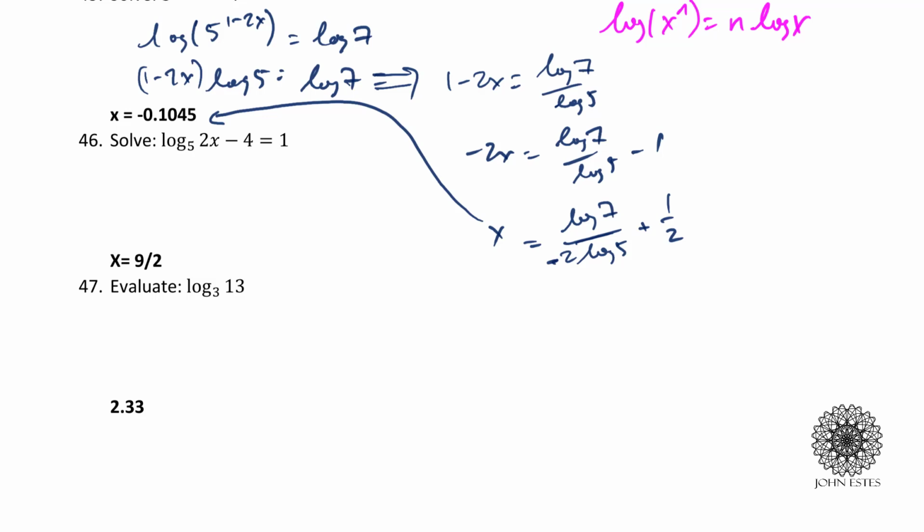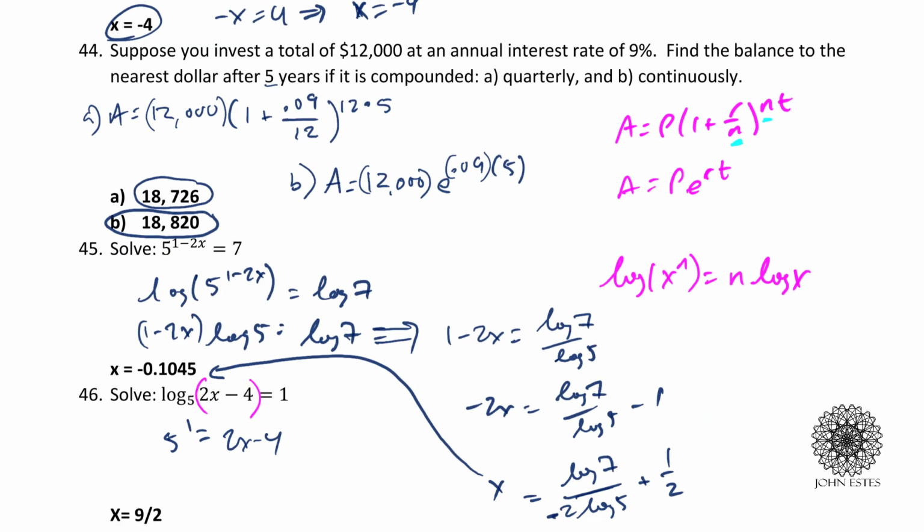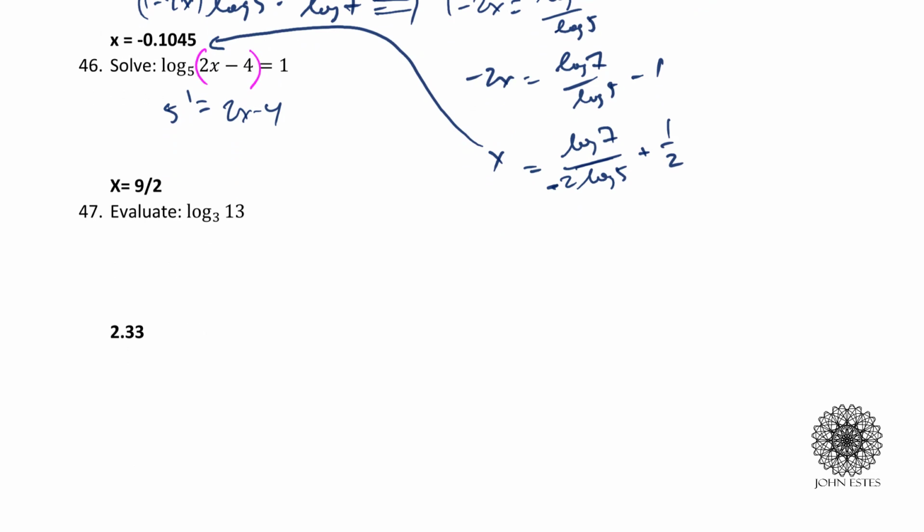Okay, now number 46. I believe we have a little bit of a typo here. I think we need some parentheses there because I have log base 5 of 2x minus 4 equals 1. Rewriting this as an exponential, I'll get 5 to the first power equals 2x minus 4. How did I do that? I'm using this relationship again. I started with a log, and I went back to the exponential. Make sure you practice that. So that's 5 to the first power equals 2x minus 4, which means 5 equals 2x minus 4. This is a linear equation. Add the 4 over and divide by 2. I get x equals 9 halves.